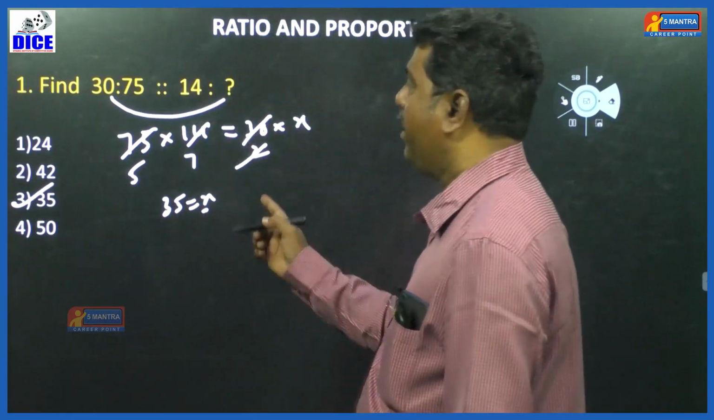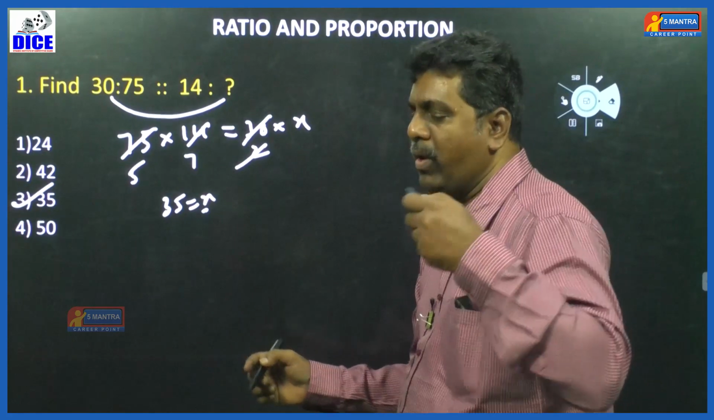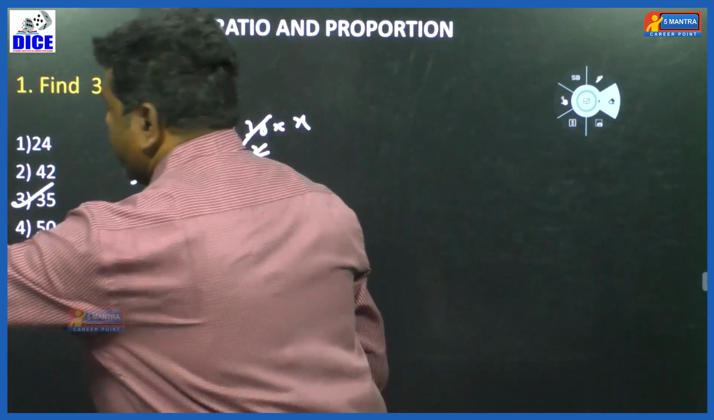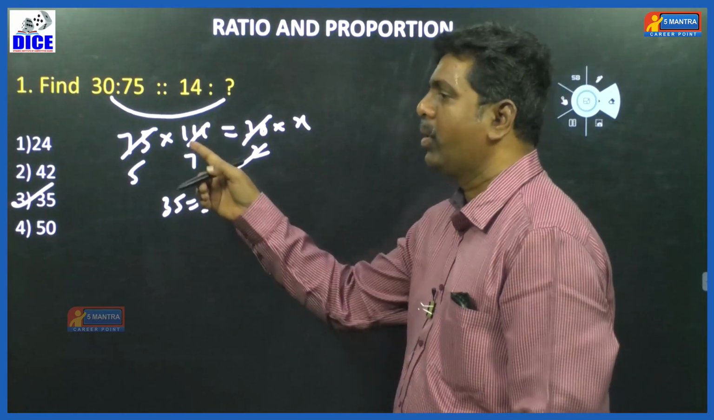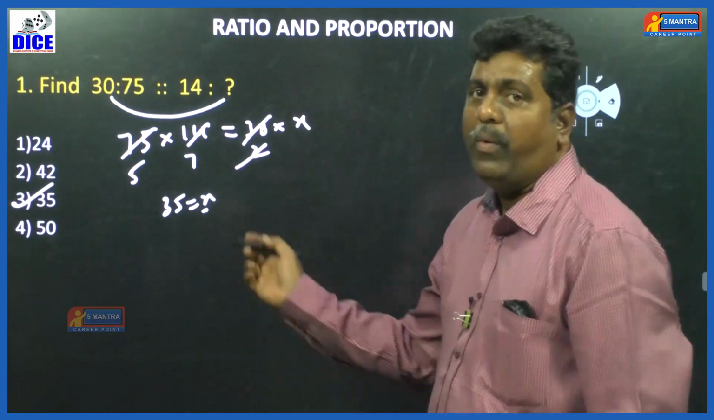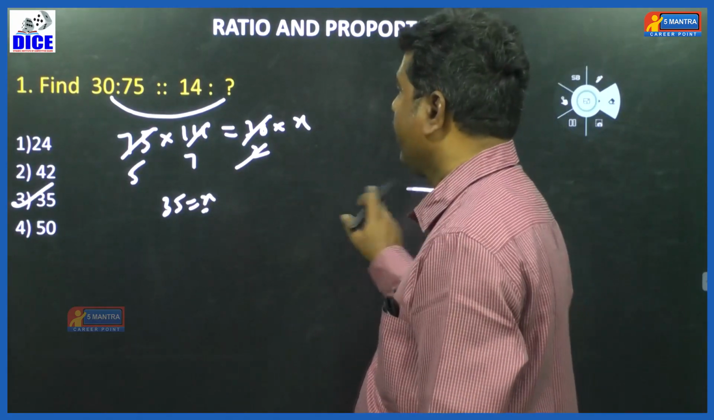So this model is also very important. Here we can take the values as x is equal to 30. Product of means is equal to product of extremes is the formula. Okay. Now we can see the second question.